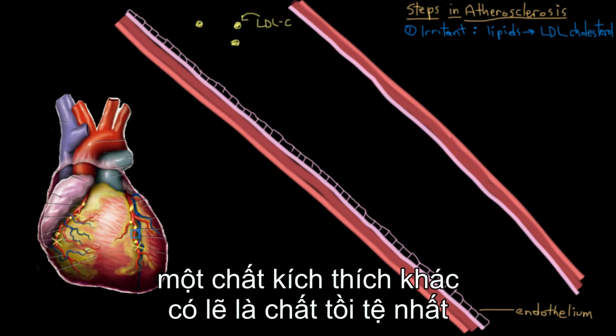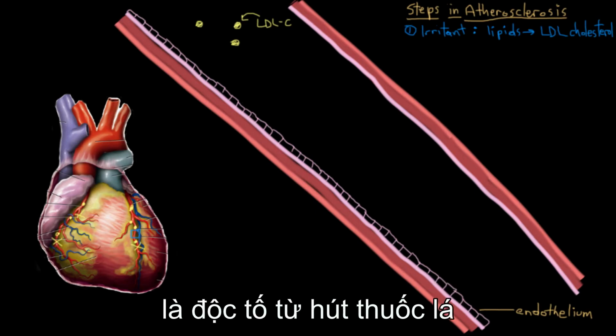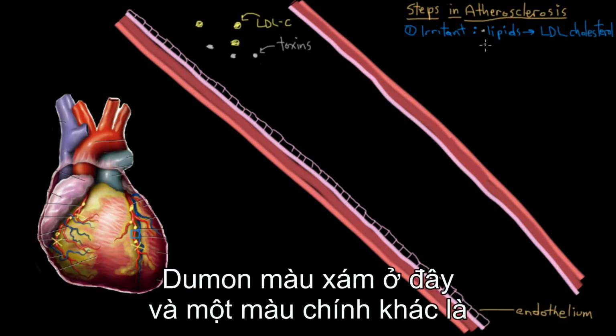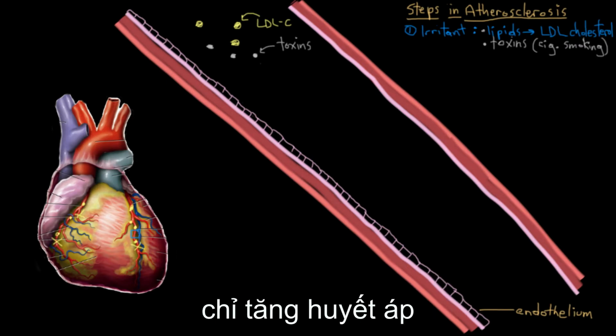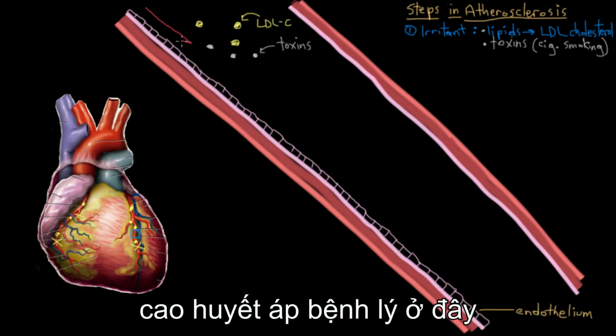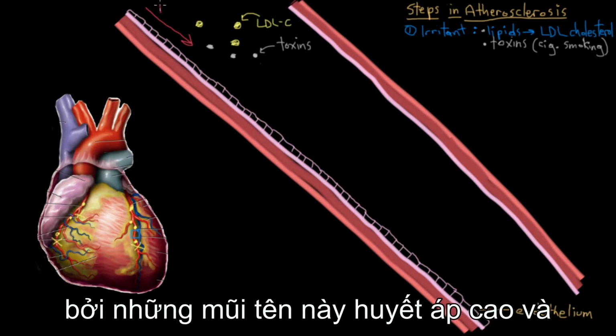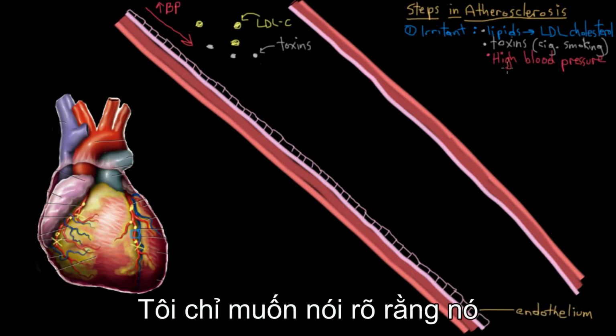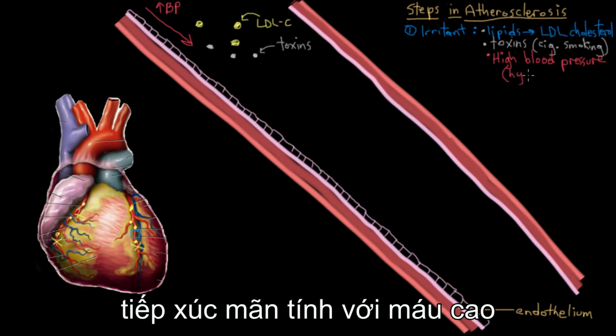Another irritant, probably the worst one, is toxins from cigarette smoking. So we'll put some toxins in the blood from cigarette smoking. We'll do them in gray here. And another major one is just hypertension, high blood pressure. So we'll try to show that pathologically high blood pressure here by these arrows. High blood pressure. And I'll actually write hypertension here because I just want to make it clear that it's the chronic exposure to high blood pressure.